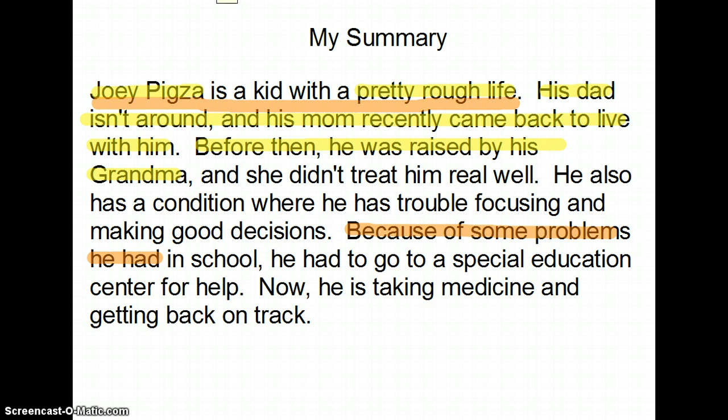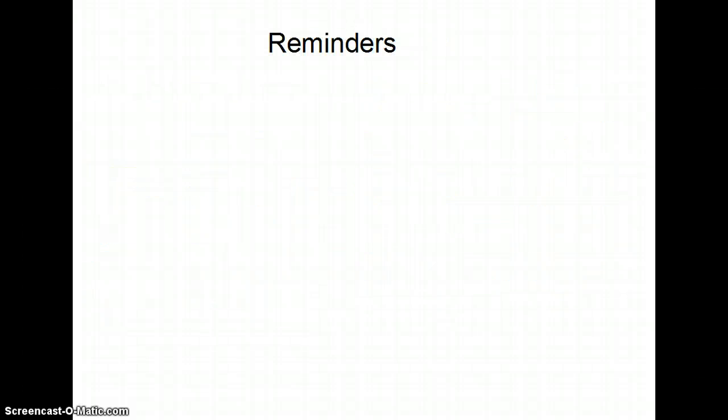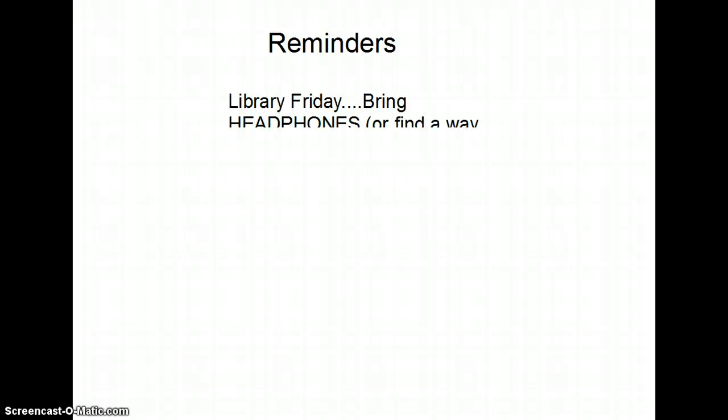So we'll practice these more later on in the week and into next week. I just want to give you some reminders before the end of class. You don't need to write these down, just pay attention. First, library day is Friday. Remember, after library day, you're going to be going to the lab and you're going to be watching a video on nouns. So bring your headphones Friday or find a way to borrow them from a friend because you're going to need to be able to listen to the videos. You could get some out of it by just watching it, but listening to it is going to be better. So bring headphones Friday or make arrangements to borrow them somehow.